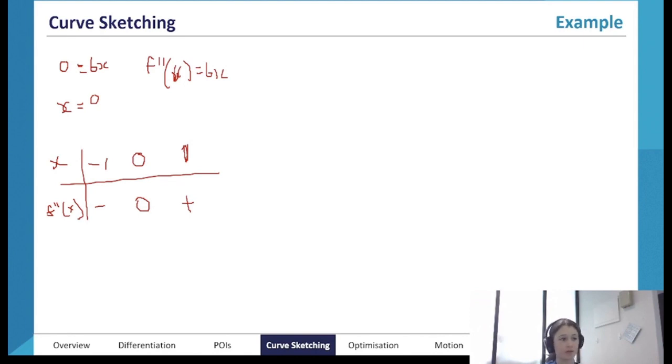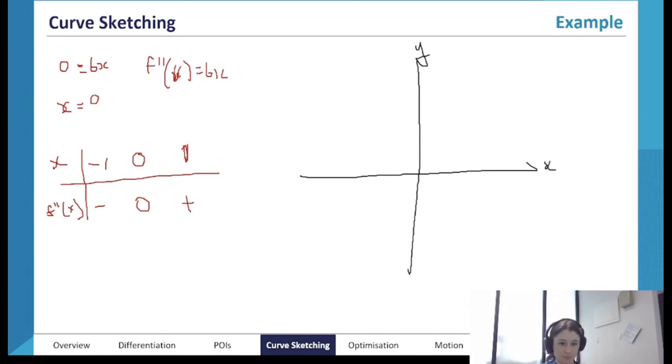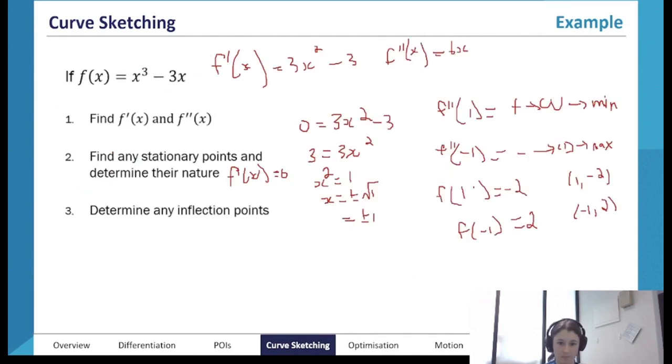So now we're going to get onto the last step, which is that we're going to graph it. I apologize if this is a little bit messy. So we're going to have y and x. So our point of inflection is going to occur at 0. We're going to actually need to firstly determine, or plot down, the stationary points. So remember, at 1, -2.